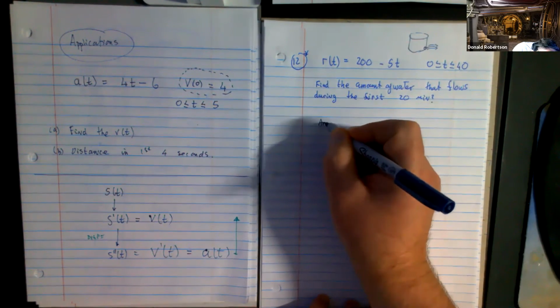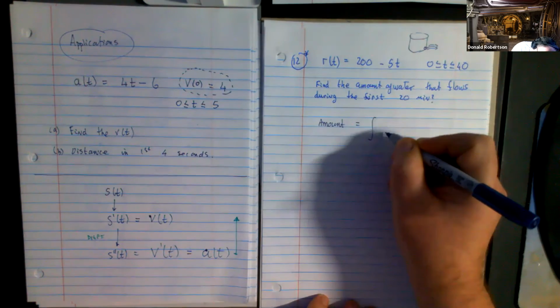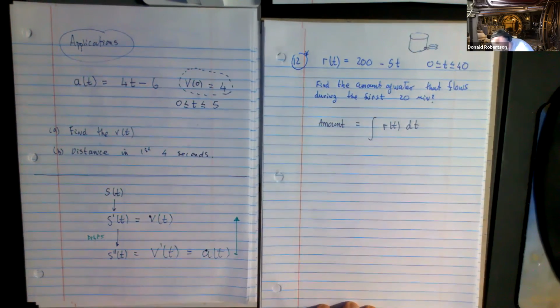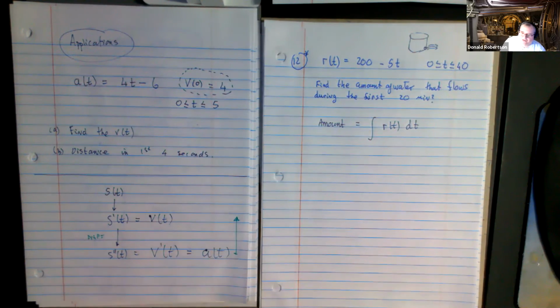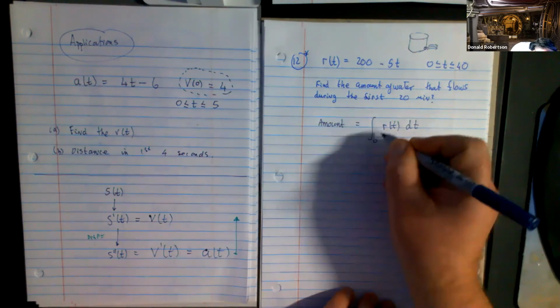The amount is just the integral of the rate function. So if you're ever told a rate of some kind, if you integrate it, that will tell you the amount of whatever this thing is. In this case, it's liquid. And it's during the first 20 minutes.